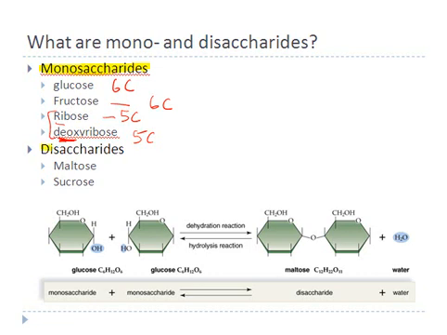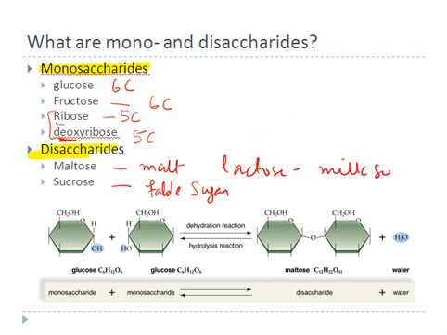The next group is the disaccharides. There are two important disaccharides shown here. One is maltose, usually present in malt, and the other is sucrose, which is actually the table sugar. The one that's missing from this list is lactose, which is the milk sugar. So these are the three disaccharides: maltose, lactose, and sucrose.